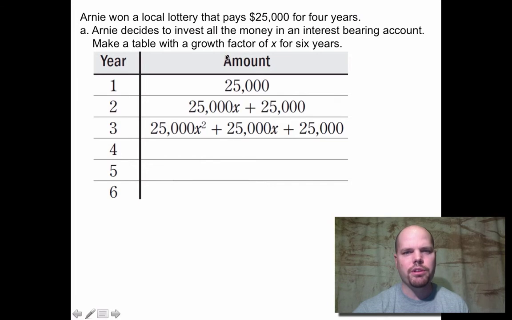So make a table with a growth factor of X for 6 years, because you don't always know what the interest rate is going to be, so you can play around with changing that growth factor. So we're going to end up making what are called polynomials. So in the first year, $25,000.